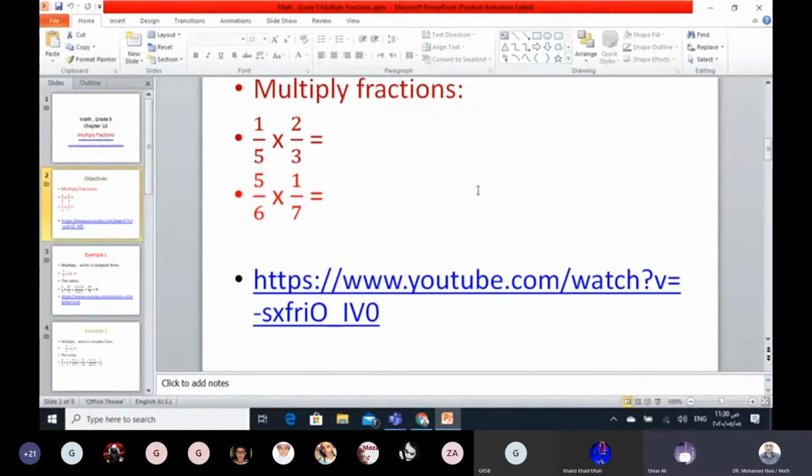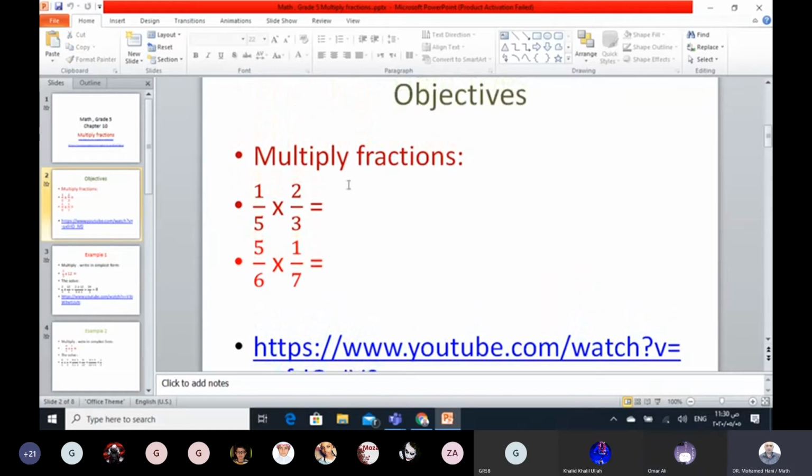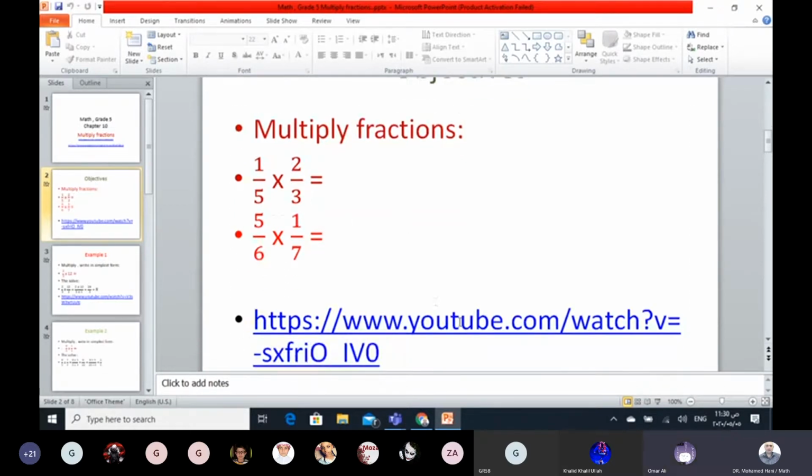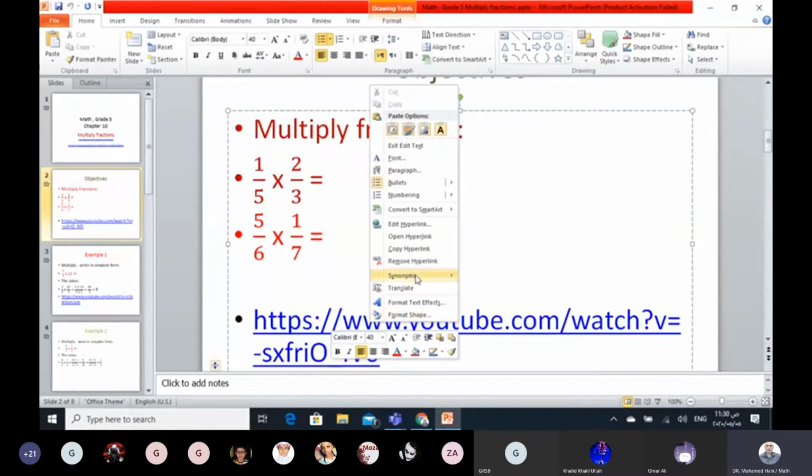So today we want to learn how to multiply fractions. As you see here, we have 2 fractions, 1 over 5 multiplied by 2 over 3. We want to learn today how to do this problem. And here we have 5 over 6 multiplied by 1 over 7. How to solve this problem. Now see with me this video.